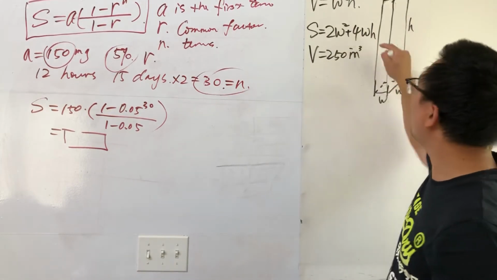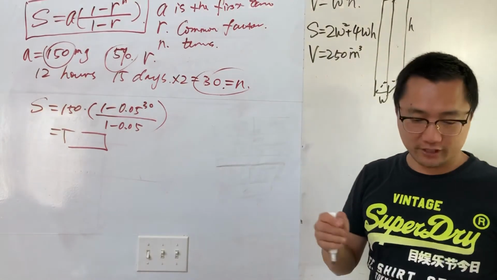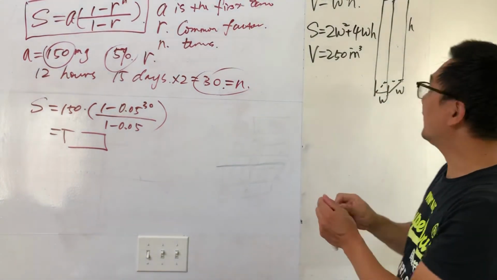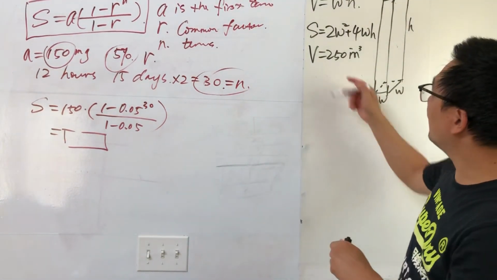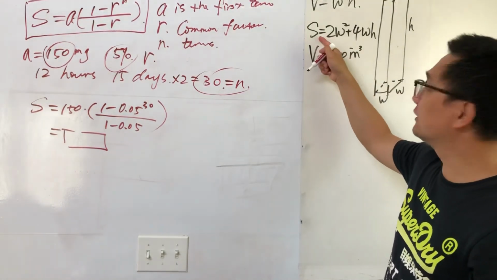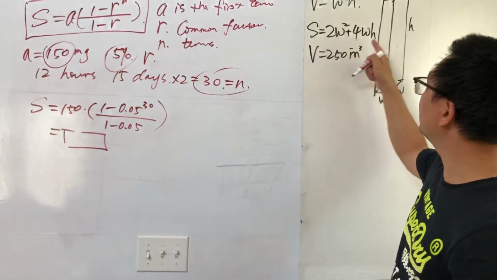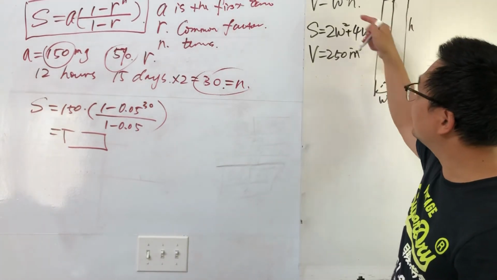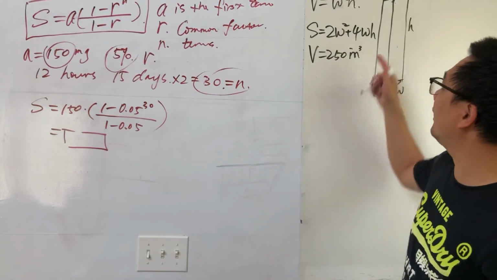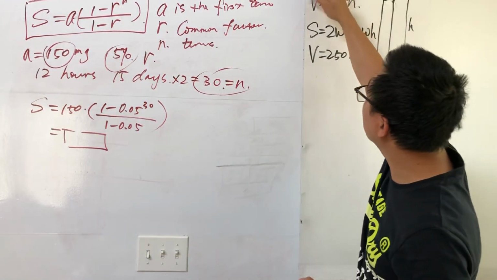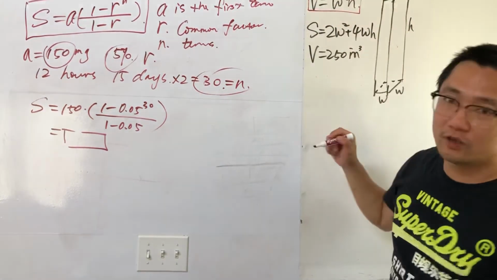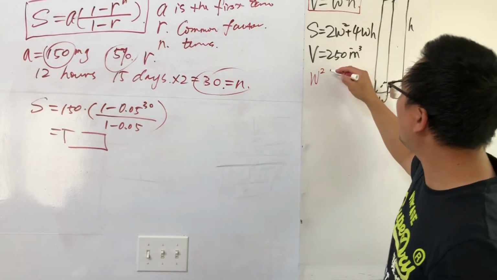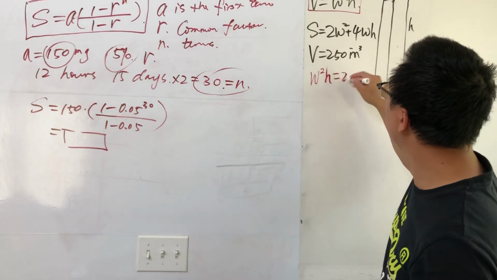Now they will ask you to write down a function as in terms of width. That means no more H. Okay, so how can we do that? We did this in class if you can remember. On this formula there is width and height. They don't want the height, they just want the width. So how can we get rid of height? We can use the volume they tell you: 250. That means width square times H is 250.